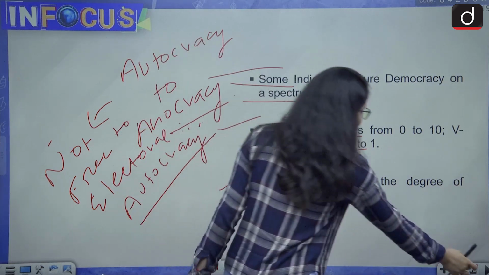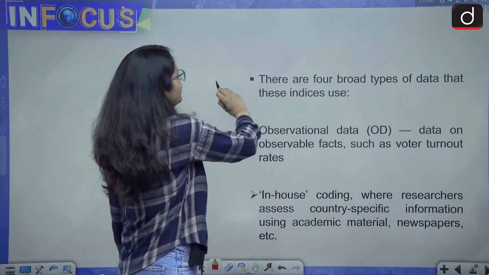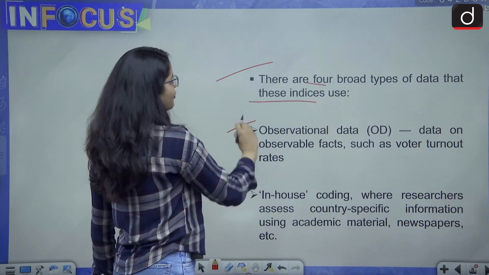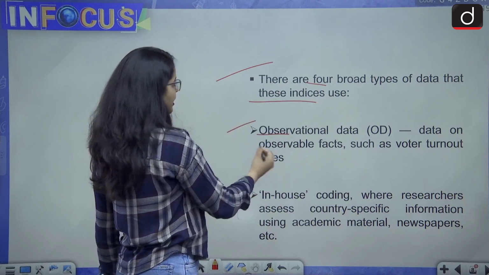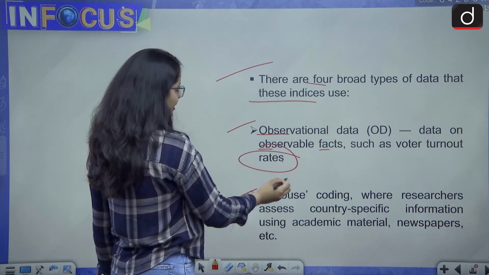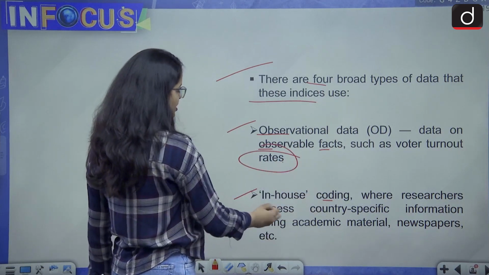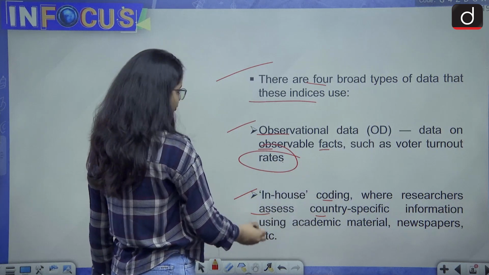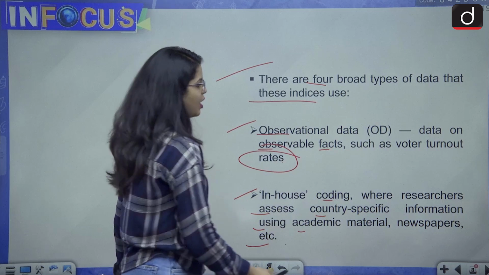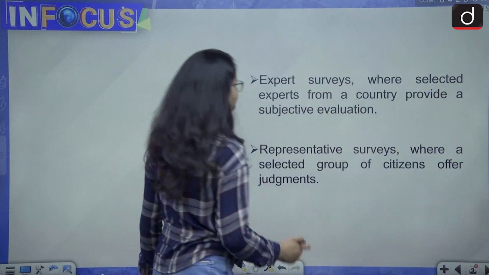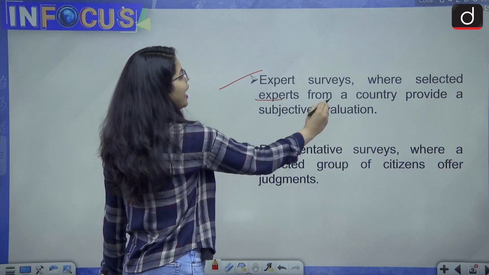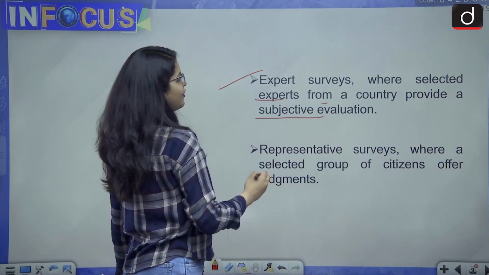Moving forward, there are 4 broad types of data that these indices use. Firstly, observational data, data on observable facts such as voter turnout rates. Then in-house coding, where researchers assess country-specific information using academic material, newspapers, etc. Then there is expert surveys, where selected experts from a country provide a subjective evaluation.